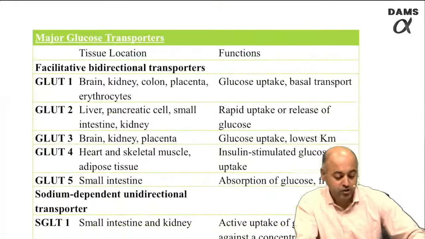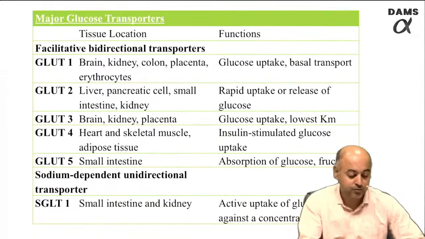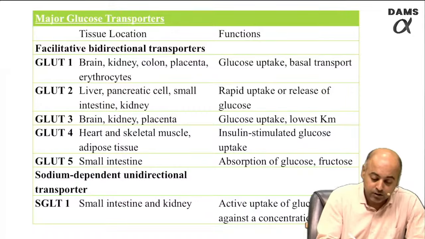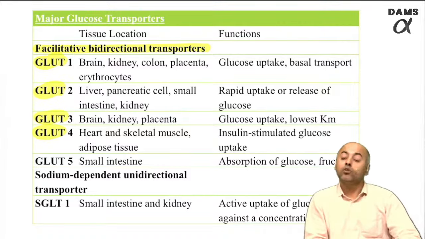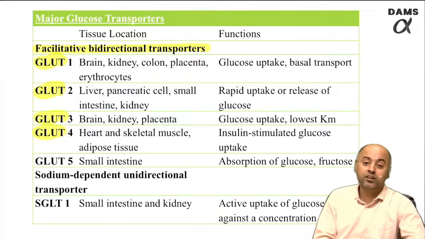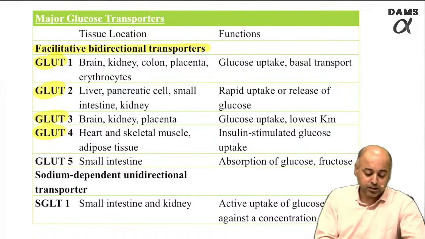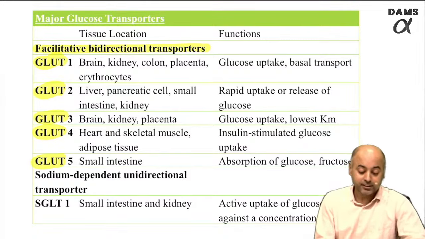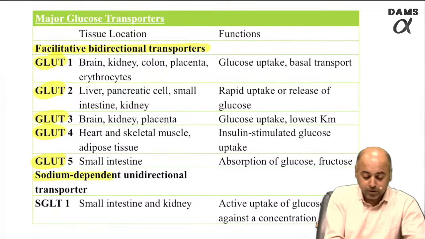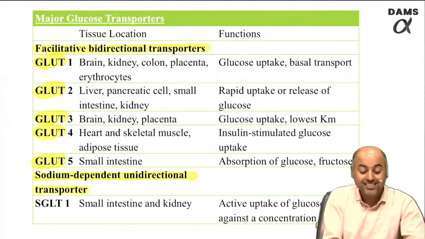So in this context, all of you know that we have two types of transporters. The first being the facilitative bidirectional transporter, known as the GLUT series. You have 14 subtypes of the GLUT series, but the most important ones being GLUT 1, 2, 3, 4 and 5. The second category is the sodium dependent unidirectional symporter.